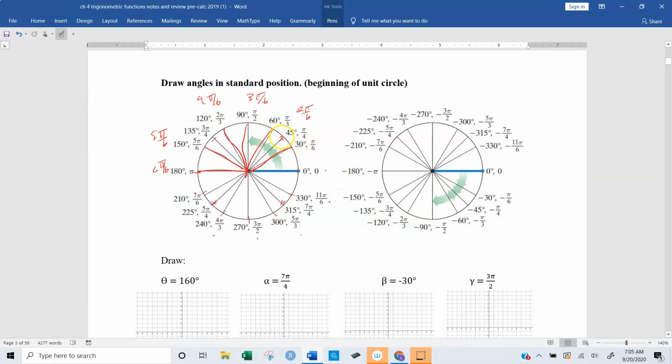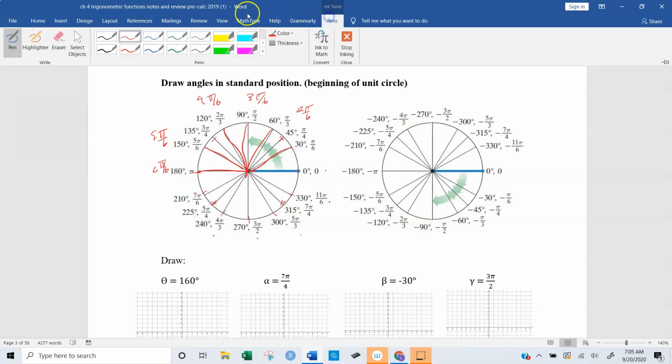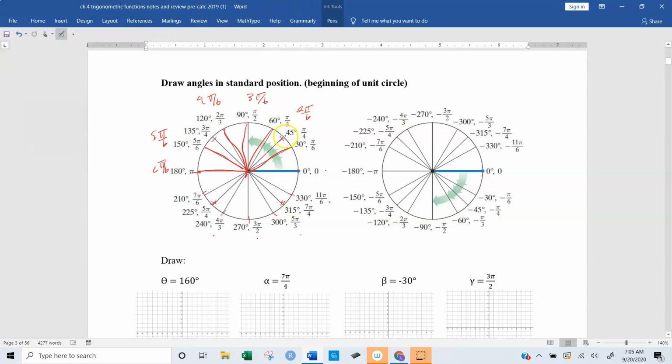Now let's look at the 45s. The 45s are a little different because they work off of 45. So when you look at the 45s, we have 1, 2, 3, 4 45s in pi, correct? So now we just take pi and divide it by 4. So pi over 4, 2 pi over 4 this time, which again is pi over 2, 3 pi over 4, and then 4 pi over 4. And then we continue on. 5 pi over 4, 6 pi over 4, 7 pi over 4, 2 pi. All right, and that's all that is.